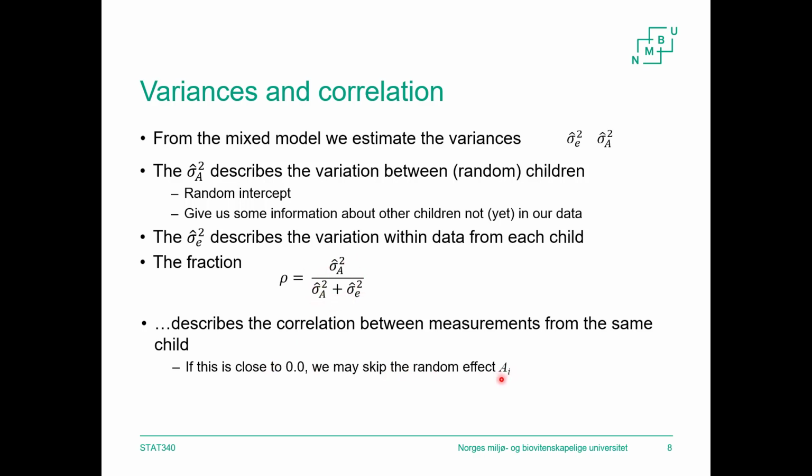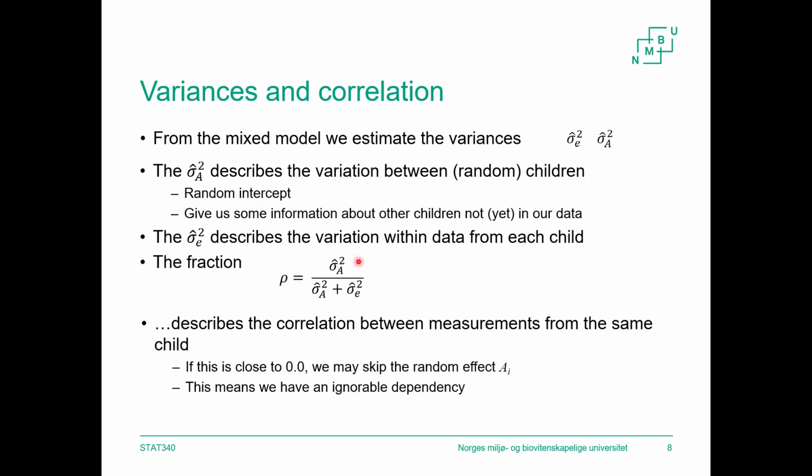Then we can actually skip the whole random effect in our model, because it explains very little of the total variation. So we have an ignorable dependency, right? A very small correlation between measurements on the same child. But on the other hand, if this one is big compared to this one, then this comes close to 1, right? Then there's a huge correlation between measurements on the same child. And then we should definitely not skip the random effect.